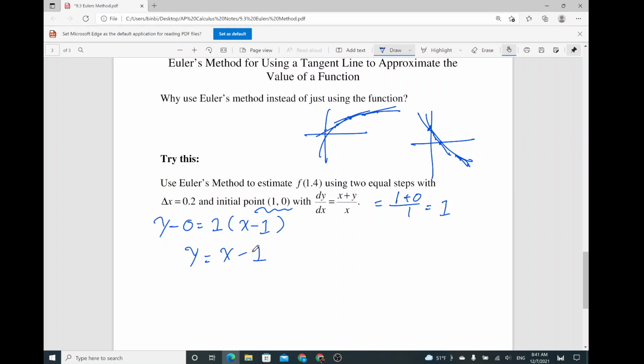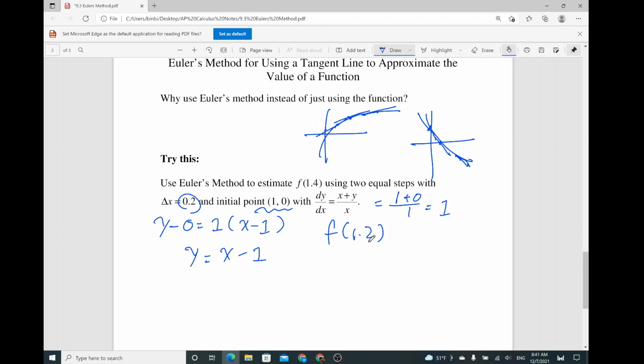And then based on this one, we can find the next position, so f of 1.2, because the increment for delta x is 0.2, so it started with 0 and then 0.2, 2 equal steps. Once you get the equation of a tangent line, the next one you can find is f of 1.2. Once you get that f of 1.2, you can find f of 1.4.